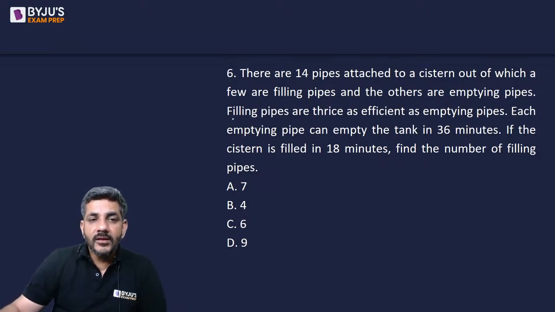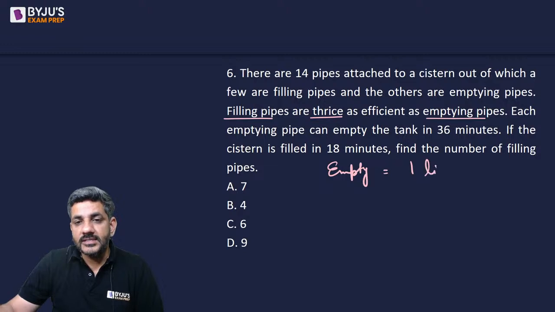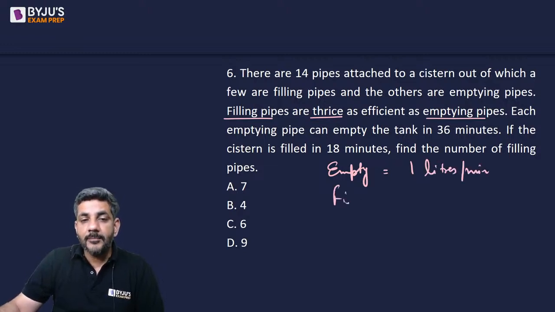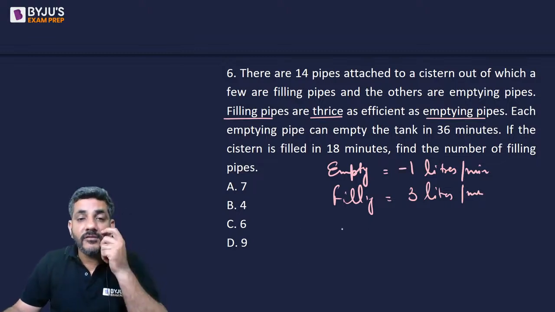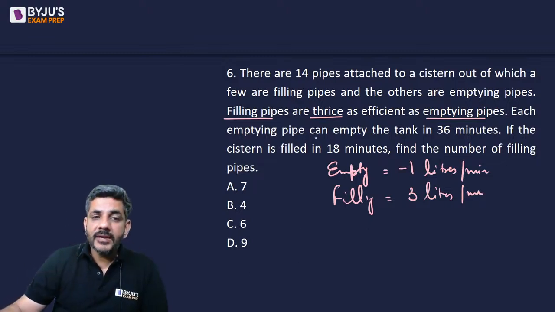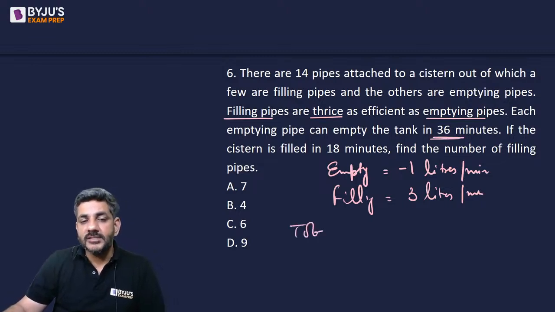First of all, filling pipes are thrice as efficient as emptying pipes. So let us say the emptying pipe takes out a liter in a minute. So that means the filling pipe can fill 3 liters in a minute. And of course, if there is an emptying pipe it will be taking out 1 liter and a filling pipe will be filling 3 liters. Each emptying pipe can empty the tank in 36 minutes. This tells me that the total capacity of the tank is 36 liters.